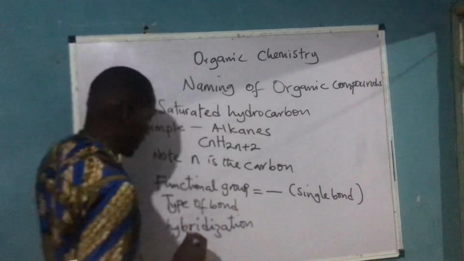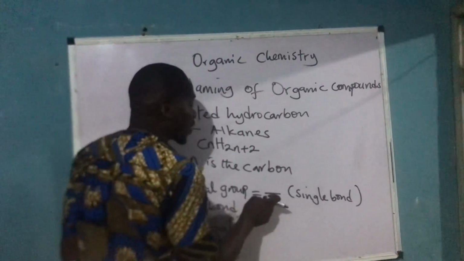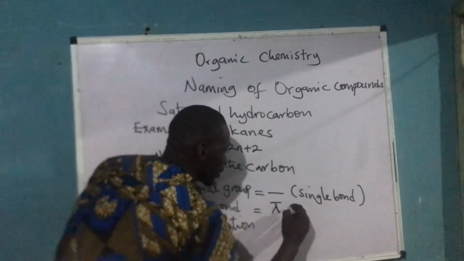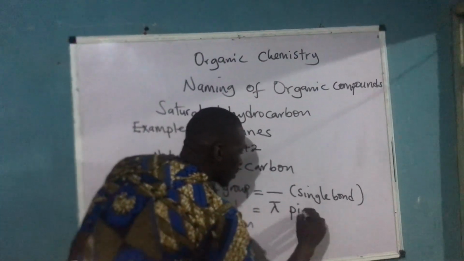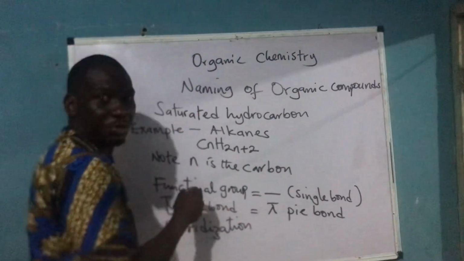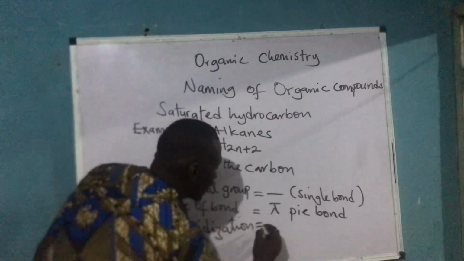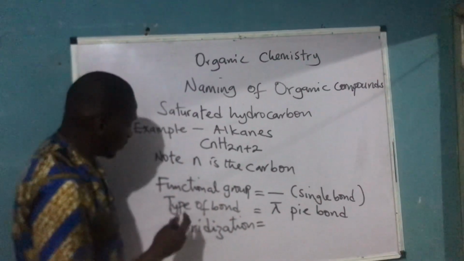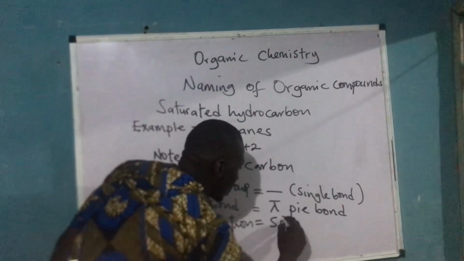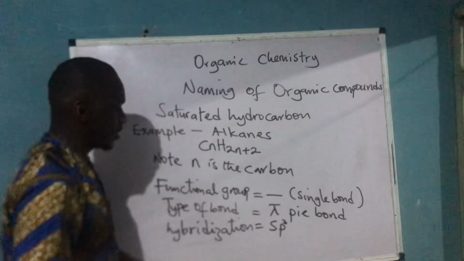The type of bond, which people used to refer to as single bond, is called the sigma bond. We call it the sigma bond. And this gives the alkane a special attribute, special characteristics. Then the hybridization here is sp3.